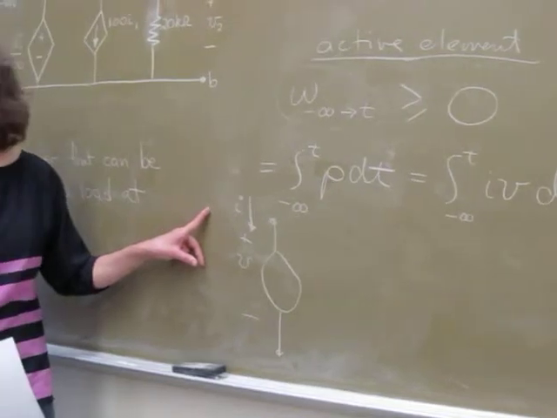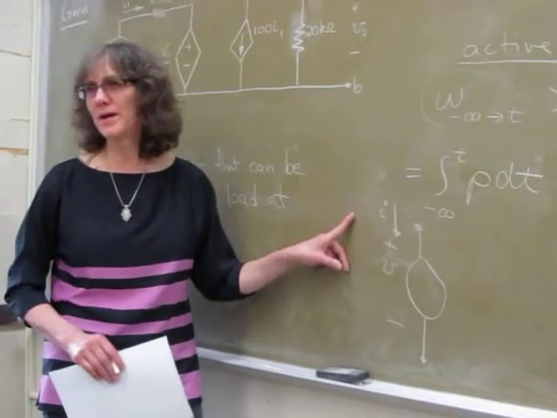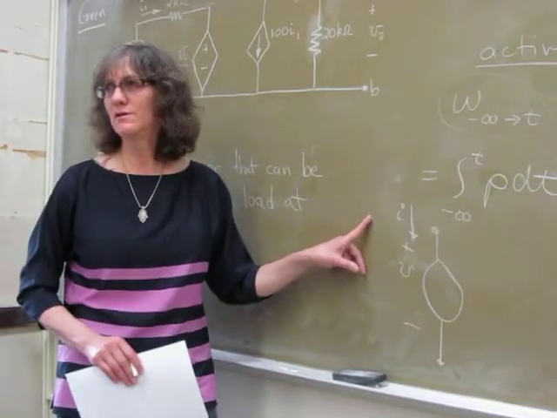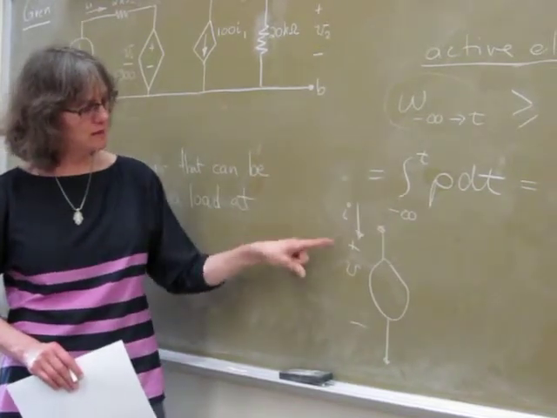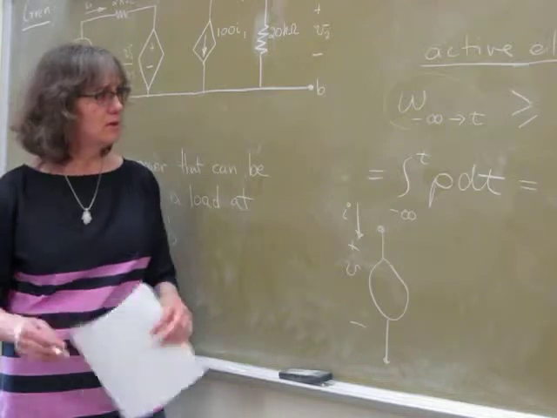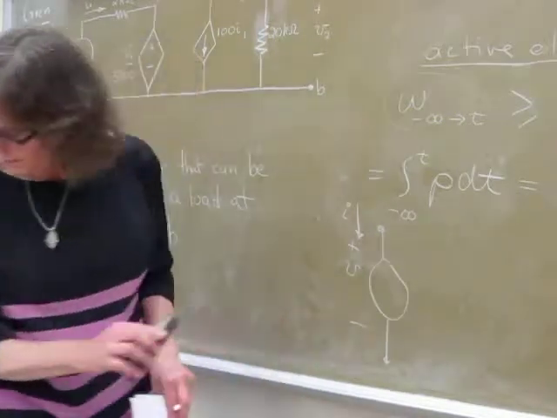It's absorbed by definition, right? By what we call the passive sign convention. The definition of power absorbed is that the current is going into the positive terminal of the voltage. Okay, so that's an active element.